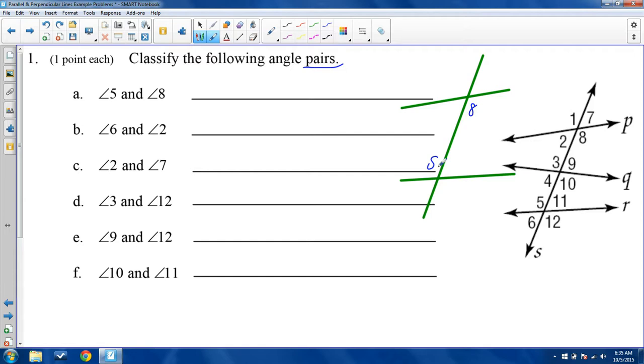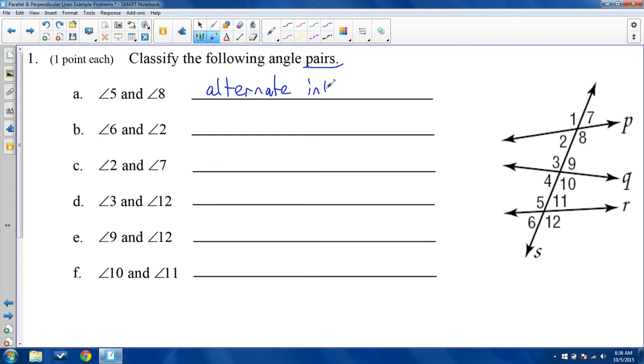What kinds of angles are they to each other? Initially, right off the bat, you might not see it. But here, you can see that they are, let me get rid of those now, alternate interior angles. Now, in this case, if the lines are not parallel, they are not congruent. But that does not mean they are not alternate interior angles.